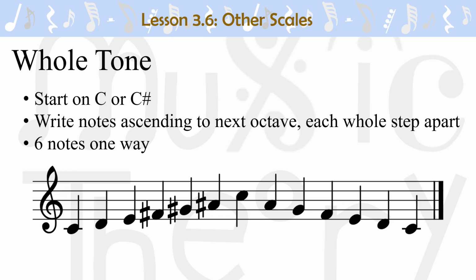To build the C whole tone scale, start by writing the first note C. Then, write the next note a whole step above that, which is D. Repeat until you get to the C in the next octave. What you end up with is C, D, E, F sharp, G sharp, A sharp, C. The same way with C sharp.